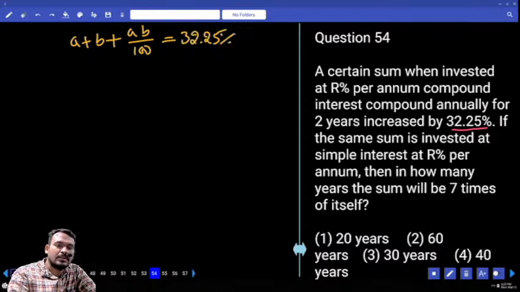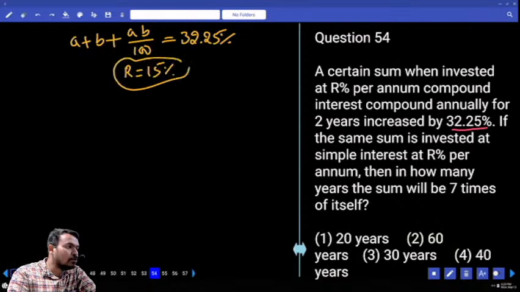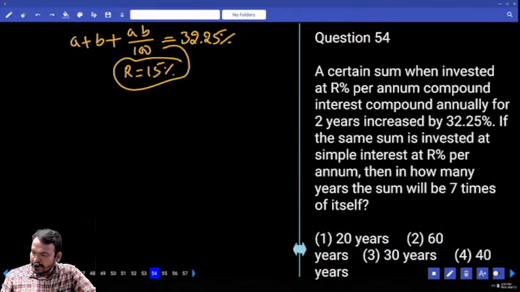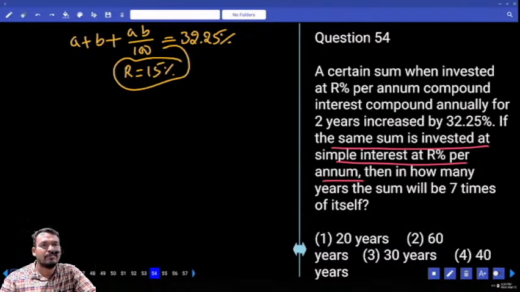32.25%. Means A must be how much? 15. B also 15. Then the rate of interest per annum is how much percent? 15%. Next, if the same sum is invested at simple interest at R% per annum, the second time the rate of percent is also 15%, and the sum is also the same.